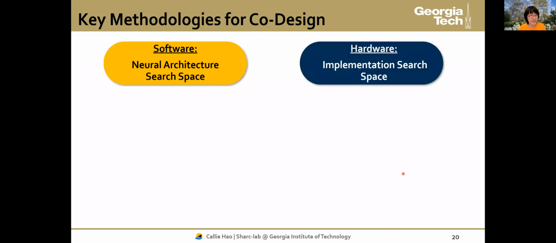Now let's come to the key design methodology for this co-design. Why is it challenging and how can we solve that? I think it's very obvious that for software, we have a neural architecture search space, and for hardware, we have an implementation search space. Both spaces are really huge and hard to explore. When we combine them together, we not only double the search space, but we increase the complexity by a lot. So that's very challenging. And how are we going to do that?